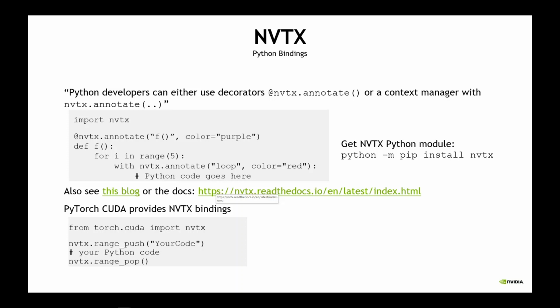One last thing about NVTX: there are Python bindings, and you can either use decorators or the context manager. What you have to do is install the NVTX Python module, or if you are using PyTorch with CUDA support, then you can use the NVTX annotations, which is shown on the bottom here, which looks super similar to the C API. So these two ways you have, and in the middle of this slide I'm also linking some blogs where you can read more on the NVTX annotations with Python. So for all major languages, you have NVTX annotations.